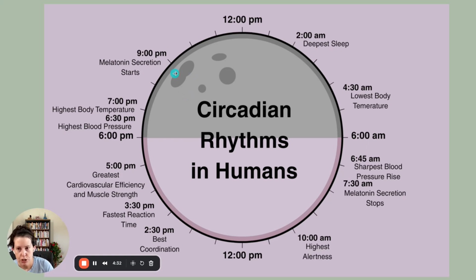So your melatonin secretion starts, it may not be 9 p.m., yours may be earlier, it may be later. And when your melatonin secretion starts, you fall asleep a couple of hours later. We tend to do more of our deep sleep earlier in the night, and we tend to do more of our REM sleep later in the night. REM stands for rapid eye movement. It's actually a pretty light stage of sleep.